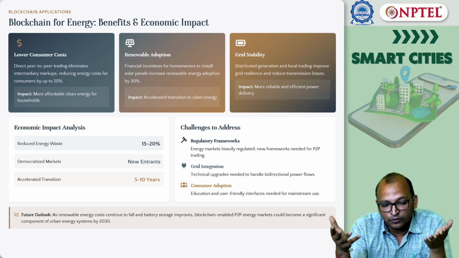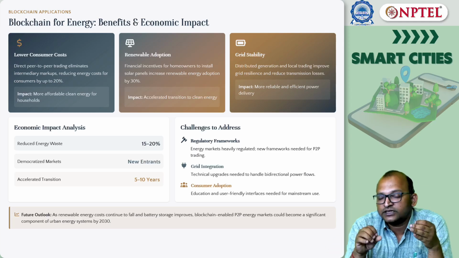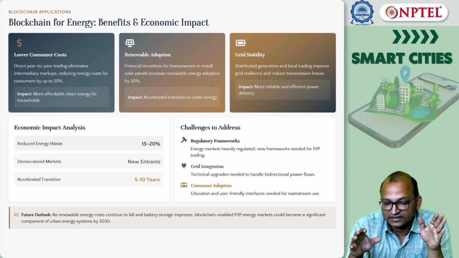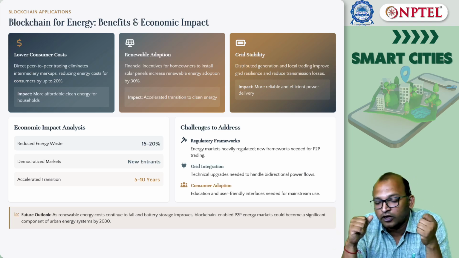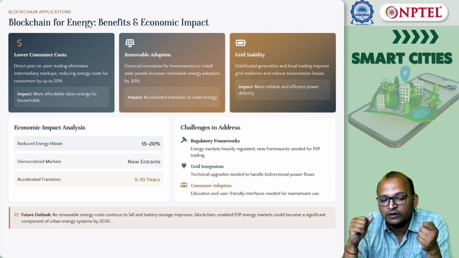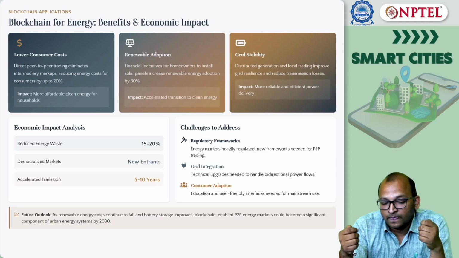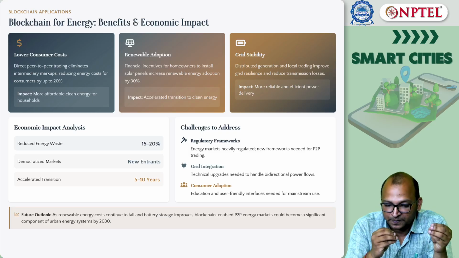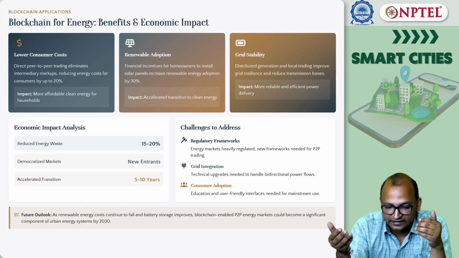Also, it may improve grid stability. The local trading between neighbors actually reduces the pressure on the main grid. Less power needs to travel long distances. This will reduce transmission losses. There are also economic impacts, around 5 to 20% reduction in energy waste. Also, the market will be more democratized because new small scale participants will come into it. This will accelerate the renewable transition by 5 to 10 years.